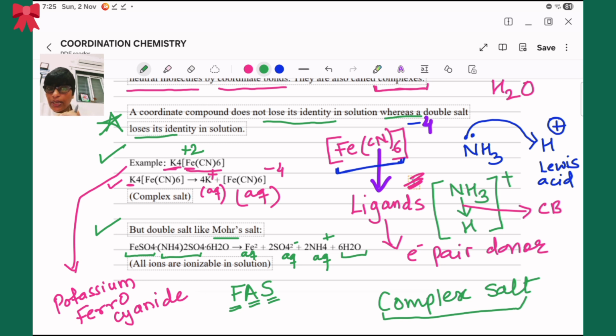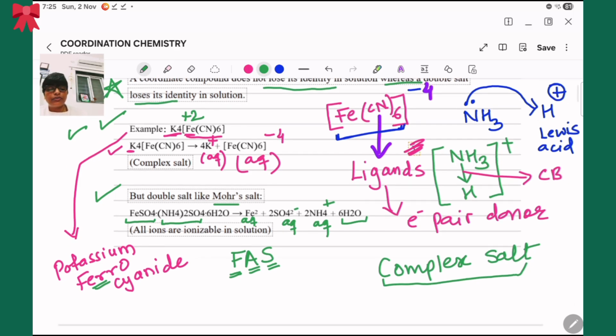The question often asked in the practicals also is what is the difference between the two addition compounds, a double salt and a coordination compound? The difference is that when you add water to a double salt, it loses its identity, whereas if you add water to a coordination compound or a complex salt, it does not lose its identity, which means it does not break completely. Now these two examples which I have mentioned in the slide, the first example of a coordination compound, potassium ferrocyanide, can be given in the board exam, and also a double salt like Mohr salt can be given in the exam.